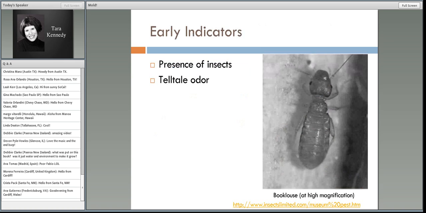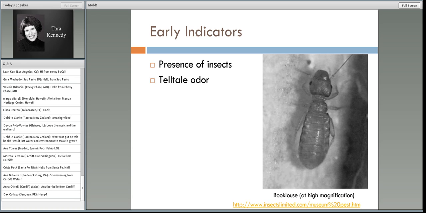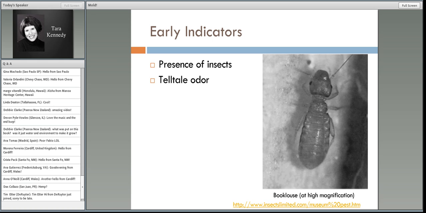So some early indicators that you might have a mold problem or a mold problem coming. The presence of insects, especially book lice. We have a book louse on your right there at extremely high magnification. These are very, very tiny insects, millimeters tiny. One of their biggest food sources is microscopic mold. So if you have a large book lice problem, you also might have a mold problem. And, of course, that telltale odor, that damp, musky, earthy smell like a closed-up basement. Incidentally, that smell is volatile organic compounds, or VOCs, that the mold is releasing as it multiplies and grows.